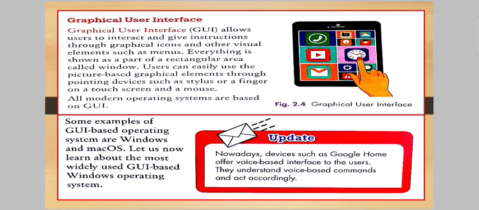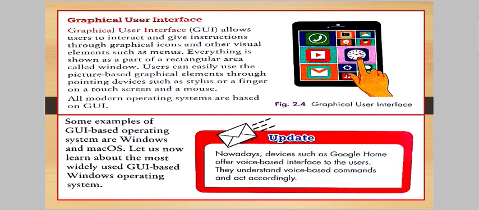Next is graphical user interface. Graphical user interface allows the user to interact and give instructions through graphical icons and other visual elements such as menus. That means in the graphical user interface we can easily touch, click or point at any type of icon to give instructions to the computer.